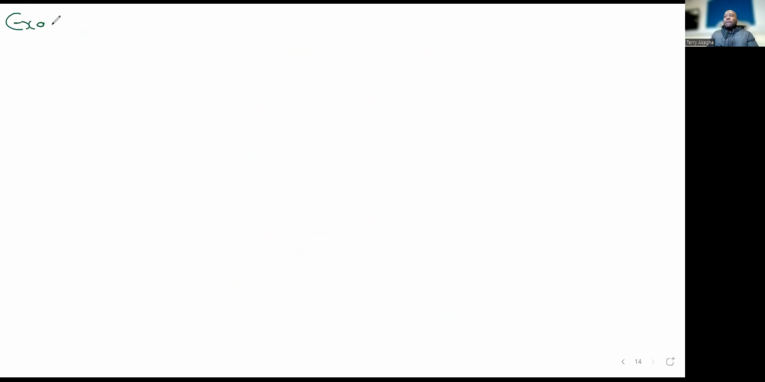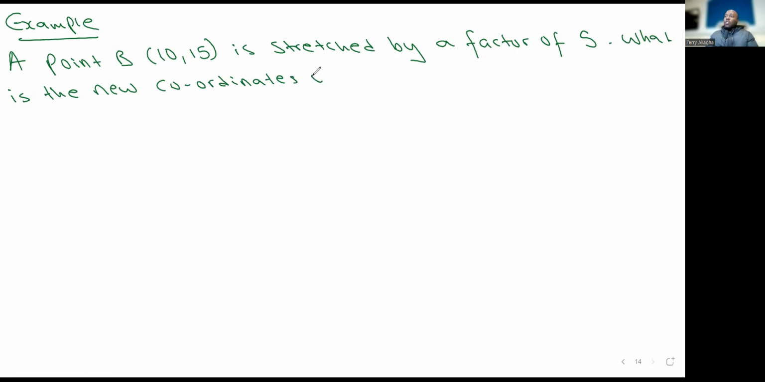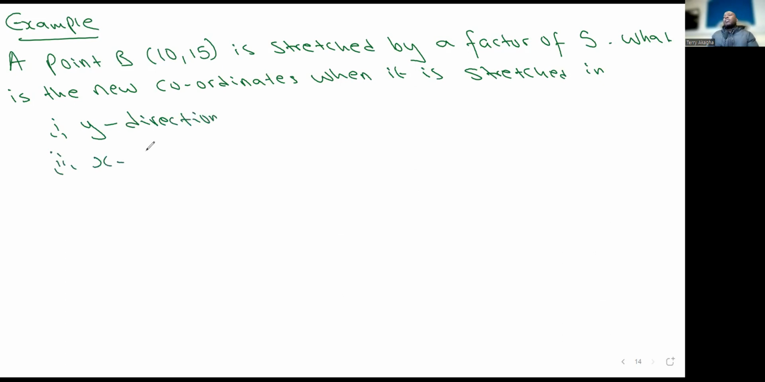All right, so I have an example here. Let's pick a point B having a coordinate of 10 and 15, which is stretched by a factor of 5. What is the new coordinate? In the first one, when it's stretched in the y direction, what will be the new coordinate? And number 2, when it's stretched in the x direction, what will be the new coordinate?